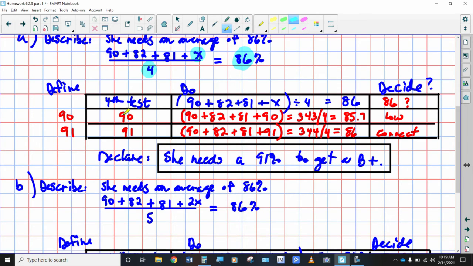What if she got 90 on the 4th test? Then we would add up 90 plus 82 plus 81 plus 90. That total adds up to 343. We divide that by 4, but that is too low. It's very, very close, and maybe the teacher might have a policy of rounding, but I wouldn't count on it. So let's go up to the next number, which is 91. When you add 90 plus 82 plus 81 plus 91, that adds up to 344, which divided by 4 is 86. So we can say she has to get a 91% or better on the 4th test to get her grade into the B+ range.